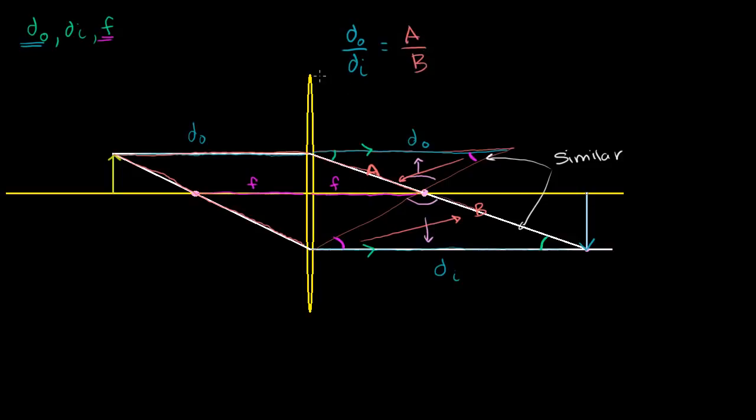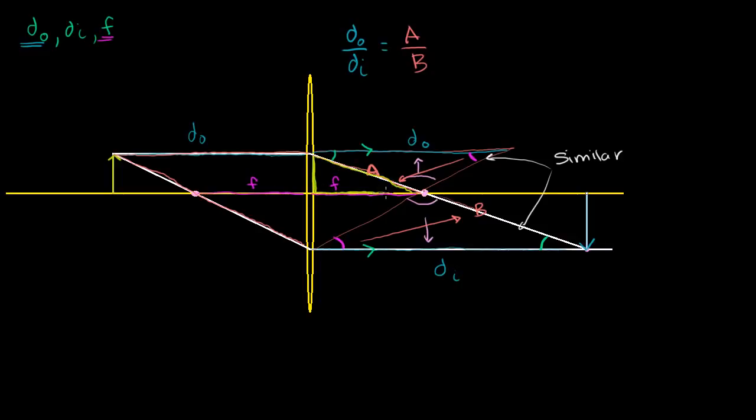So that's interesting. We've been able to relate these two things to these two arbitrary lengths, but we need to somehow connect those to the focal length. What we might want to do to connect them to a focal length is relate A and B. A sits on the same triangle as the focal length right over here. So let's look at this triangle that I'm highlighting in green.